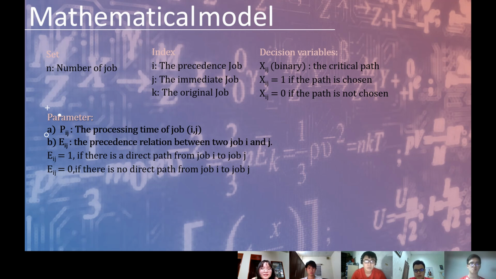About the set, it's the number of jobs which is named N here. And our indexes are I, J, K, where I is the precedent job, J is the immediate job, K is the original job. Our decision variable is each Xij with the critical path. In this problem, each Xij is binary, so each Xij equals 0 if the path is not chosen, and equals 1 if the path is chosen. And next, Dũng will tell you about the other 3 parts.